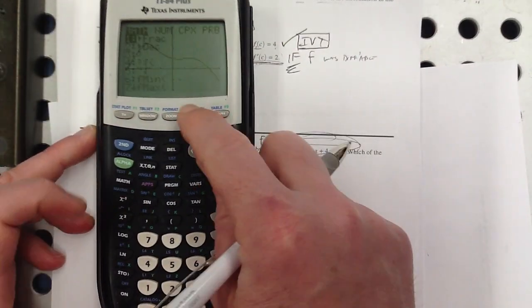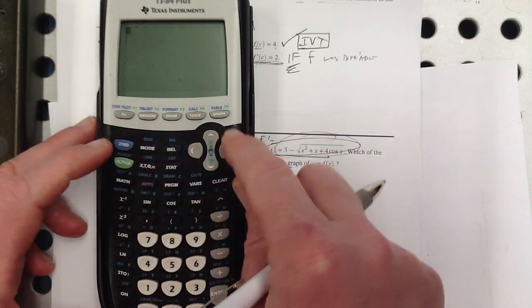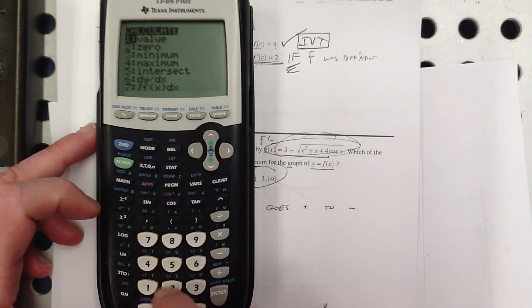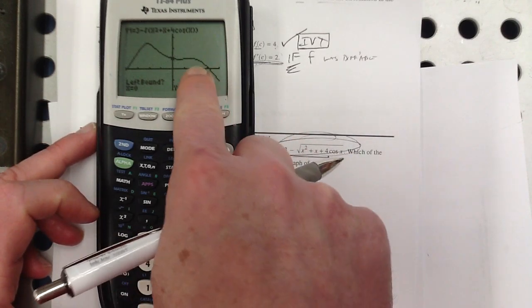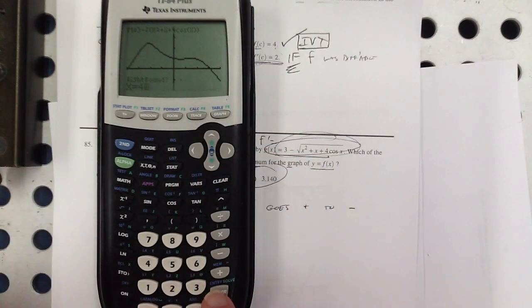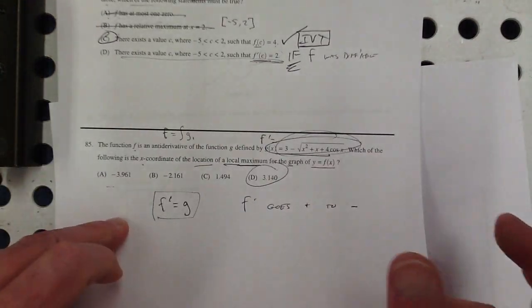could do your, oops, to my graph, you could do second calculate and find that 0 where it crosses here. It's definitely between 2 and 4, right? So 2, 4, and there it is, 3.140. 85 is D.